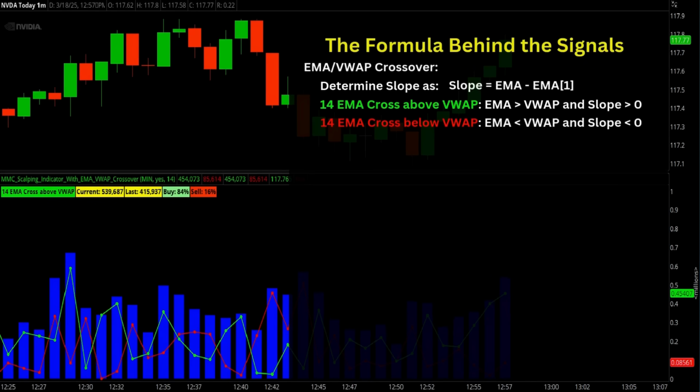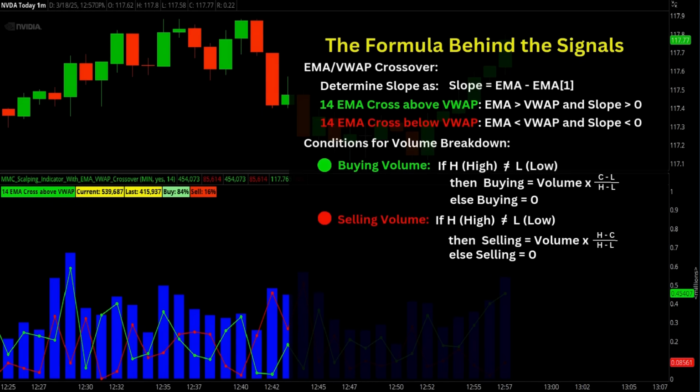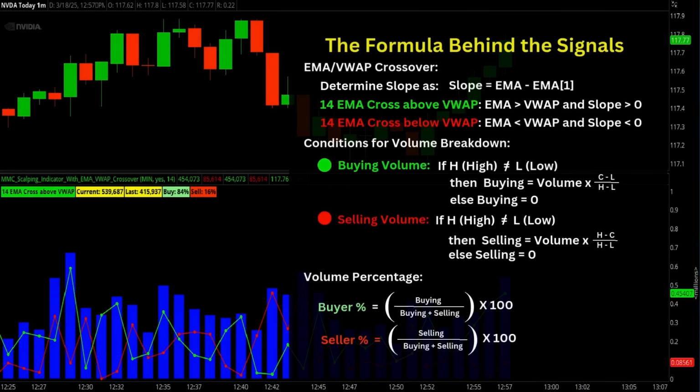When the 14 EMA crosses above the VWAP, it often signals bullish intent. When it crosses below, it can suggest selling momentum. In the histogram, each bar's volume is split based on price position. If the close of the candle's price is near the high, buyers were stronger. If it's near the low, sellers were stronger. We then calculate the percentage of volume attributed to the buyers versus the sellers, giving you a precise read on who's dominating the price movement in each candle.